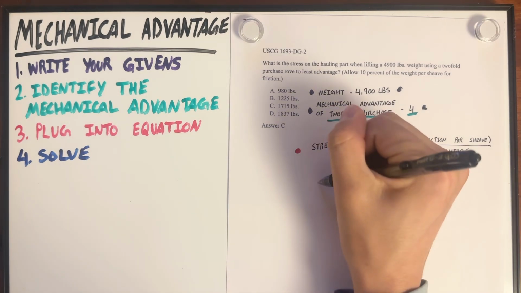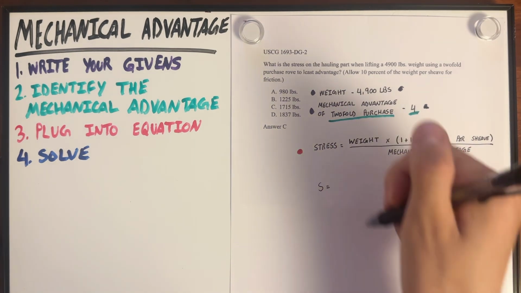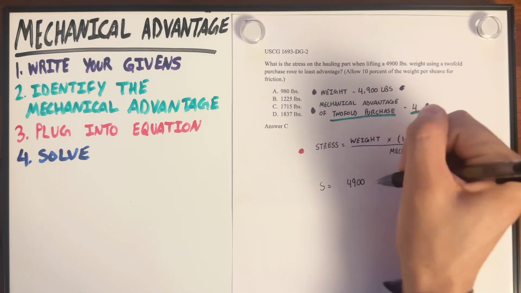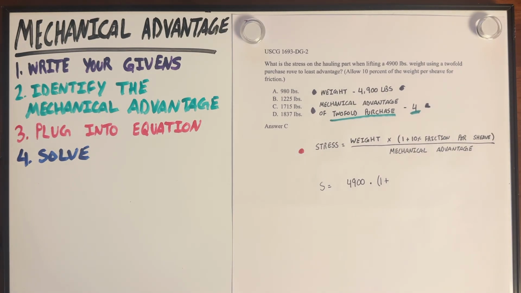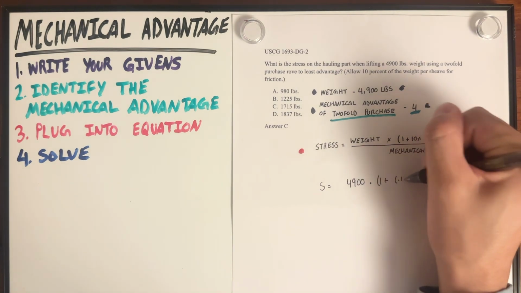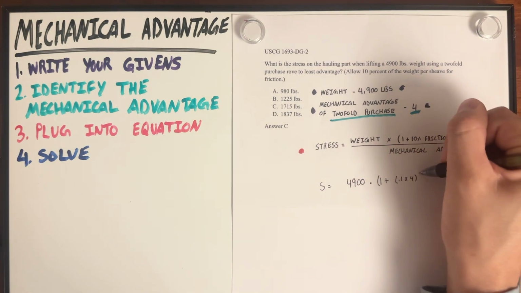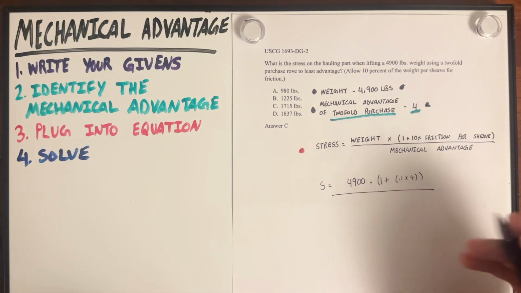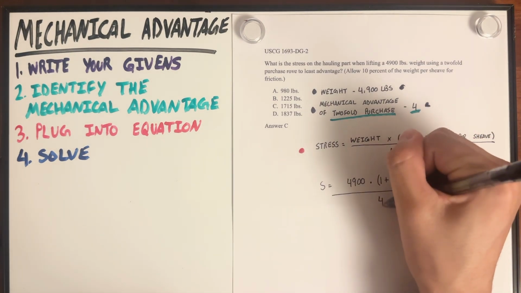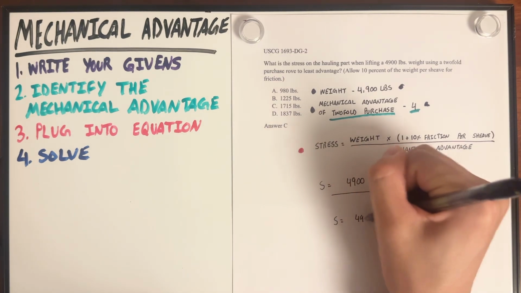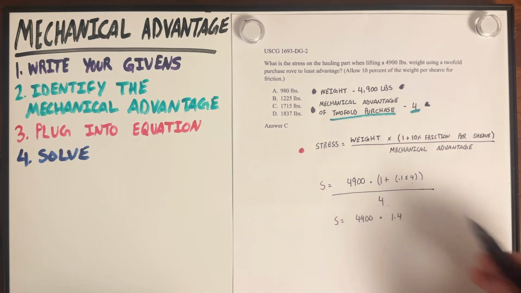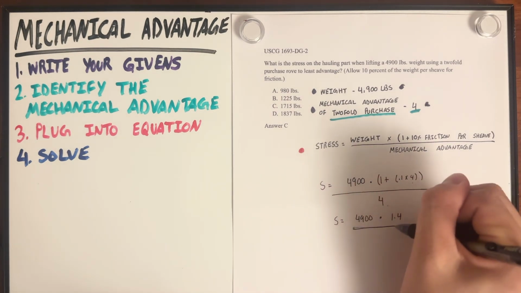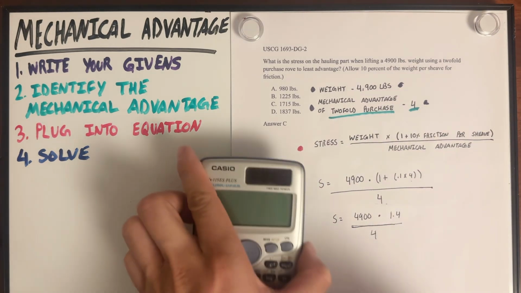So our stress equals our weight of 4,900 times 1 plus 10% friction per sheave. So 10% put into a decimal is 0.1. So we'll do 0.1 times 4 because a twofold purchase has 4 sheaves. All of that over our mechanical advantage of 4. So our stress equals 4,900 times 1.4. So that 0.1 times 4 equals 0.4 plus 1, 1.4 over 4. Throw that into a calculator.